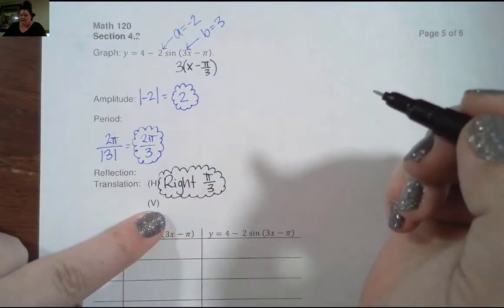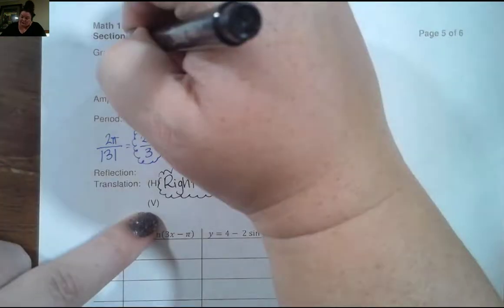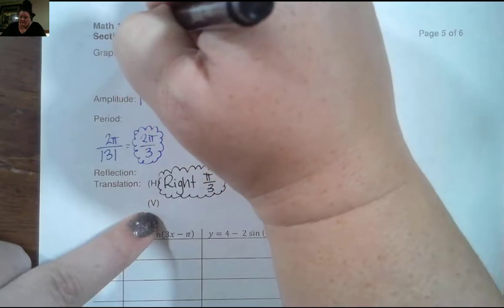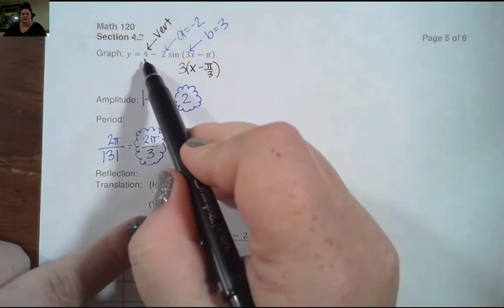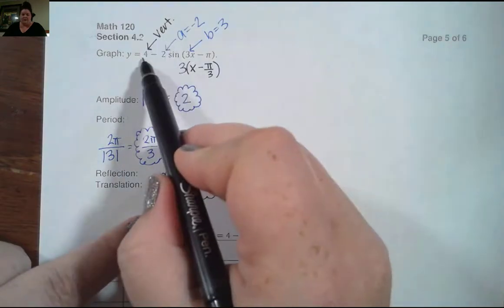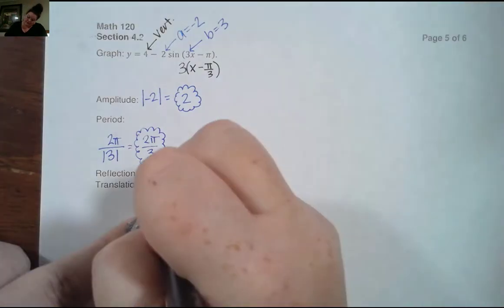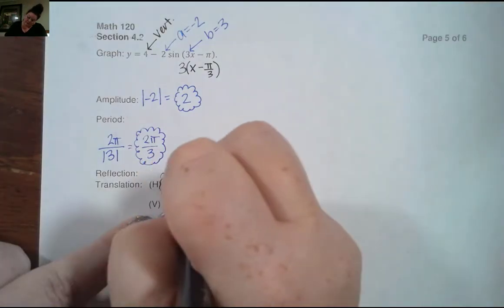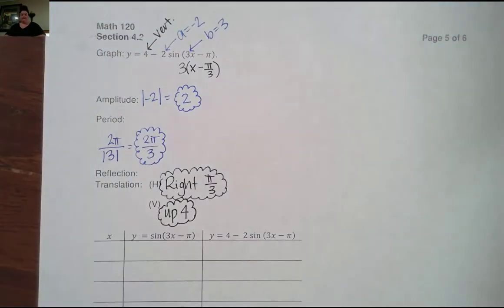And then I want to look and see if I have a vertical shift, right? And notice I do. This tells me that I have a vertical shift because that 4 is not being multiplied, so it's not an A or a B. Since it's a positive 4, that means we're going to vertically shift up 4. Okay, so there's all the information that I need. Now we just need to graph it.